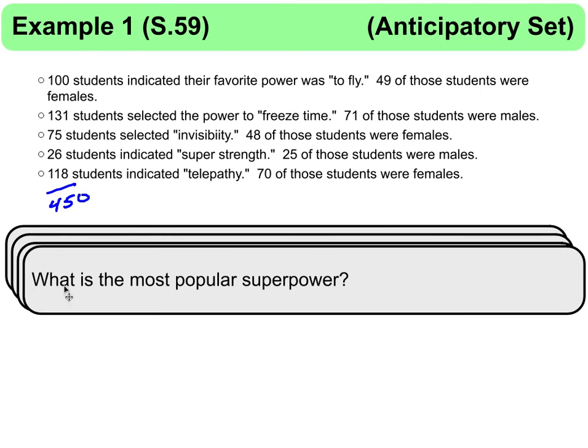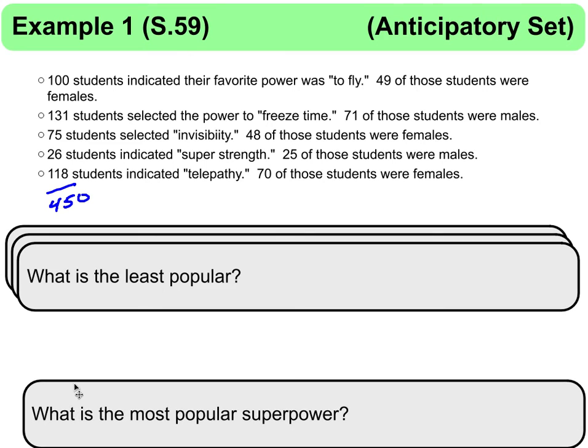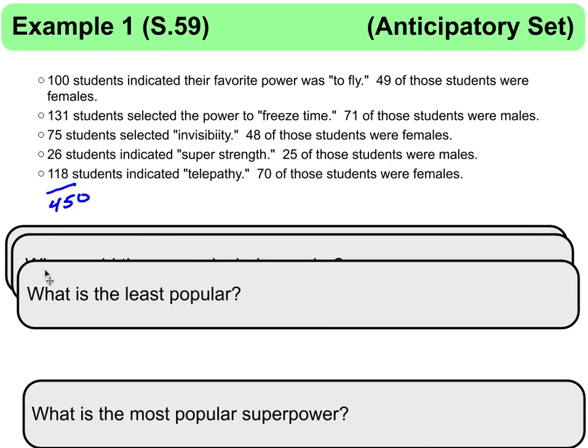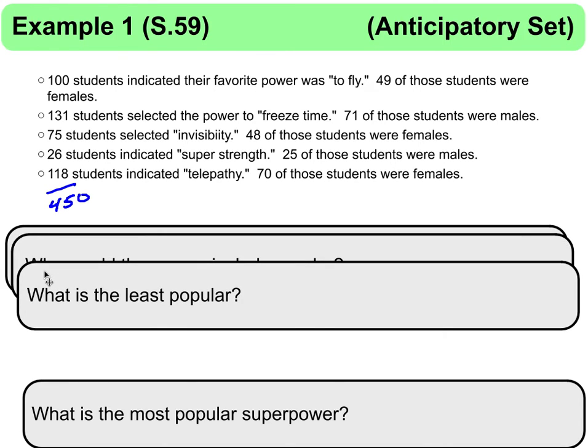And so then the teacher asks what was maybe the least popular superhero power that you could see. And then super strength would be the one the students would note as the least popular superhero power, given that only 26 students out of 450 chose it.